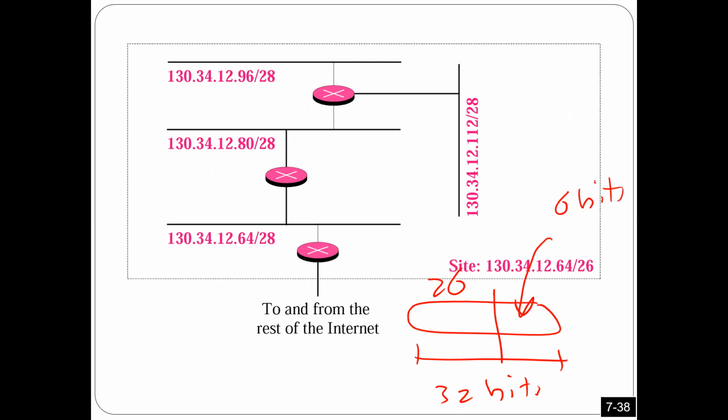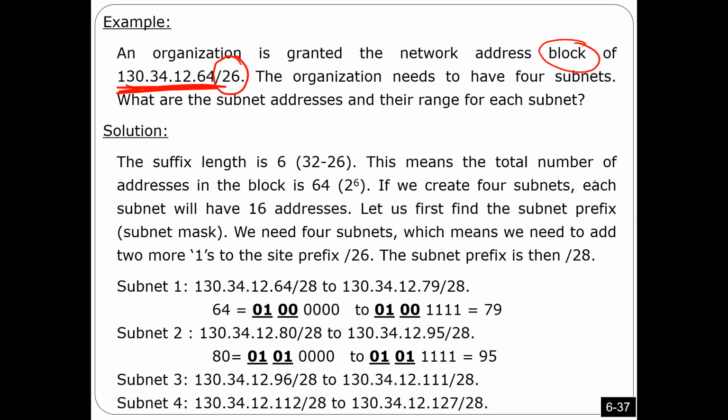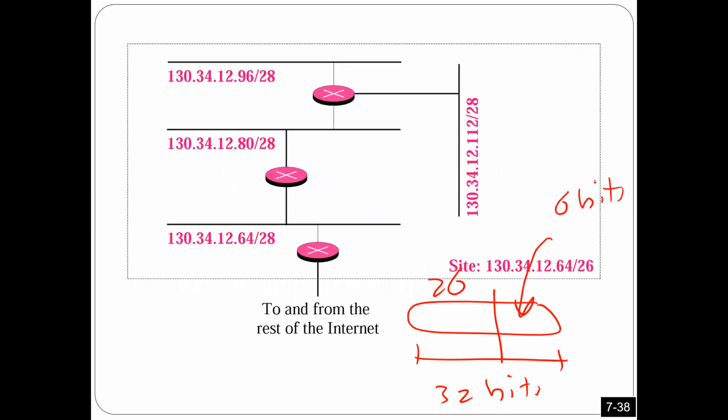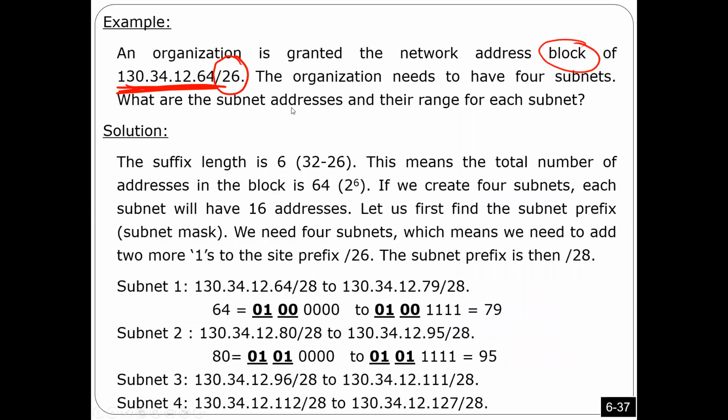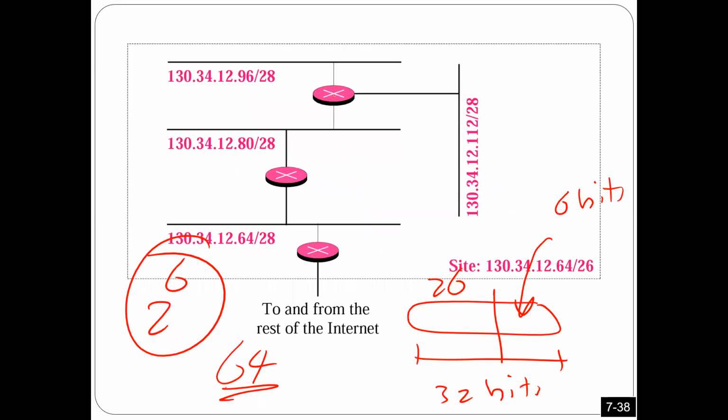Because it's 6 bits, how many addresses do I give to you if I give you this block? It's 2 to the power 6, which is 64. But now I'm telling you, I'm not going to use these addresses for only one subnet. I'm going to use it for four subnetworks. So this is the second part of the question: I want to create four networks.